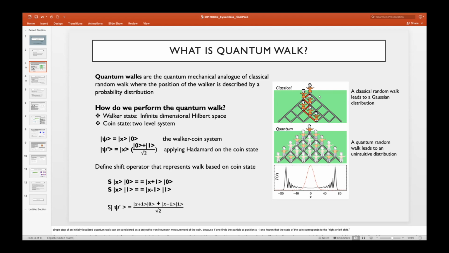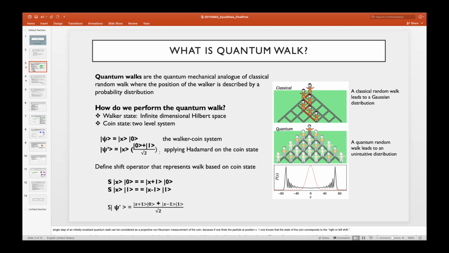This picture seems to be very descriptive. We toss a coin, and depending on the outcome of the coin toss, the Walker moves to the right or to the left. So we can expect the distribution for the classical random walk to be Gaussian. But in the case of quantum, it gives an unintuitive distribution, because of the superposition.